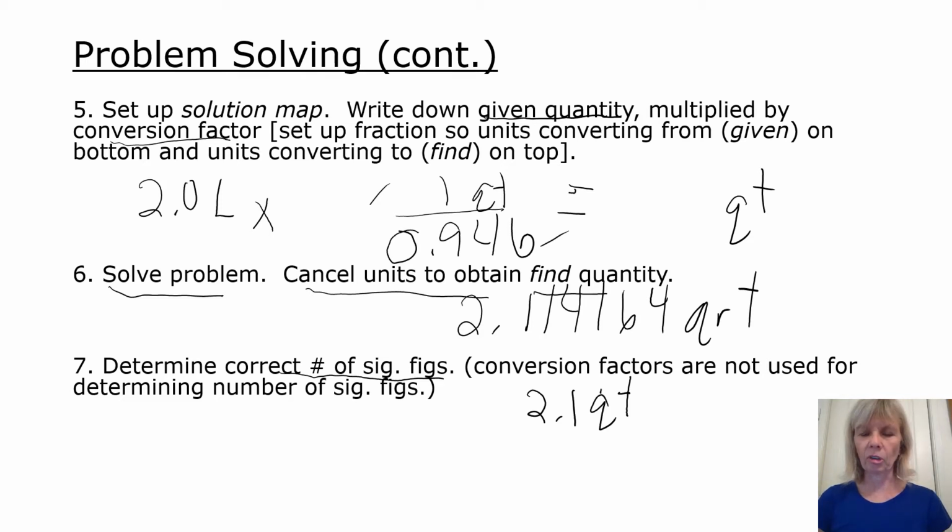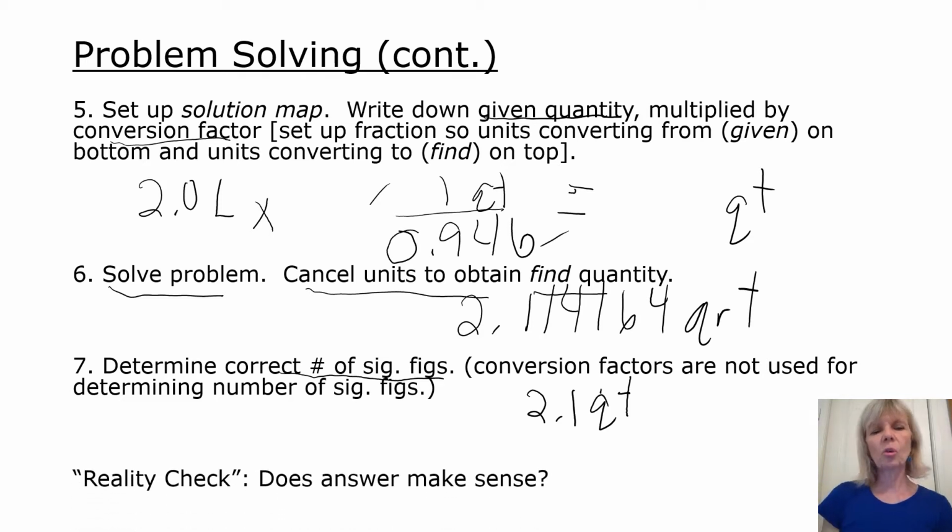Another thing to think about when you get to your final answer is what I call a reality check. Does your answer make sense? So if we think about here, we said that a quart is a little bit bigger than a liter. So our final answer, we have 2.1 quarts is equivalent to 2 liters. That one is a little bit bigger. So yes, our final answer does make sense. So you can check yourself at the end just to make sure that you are approximately where you think you should be.